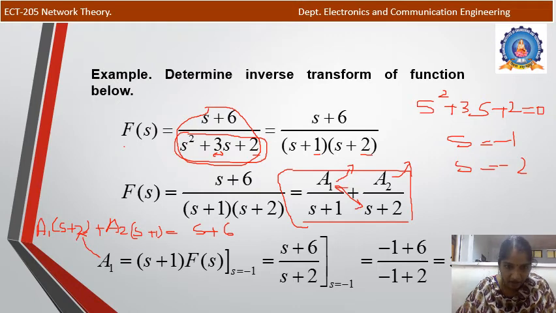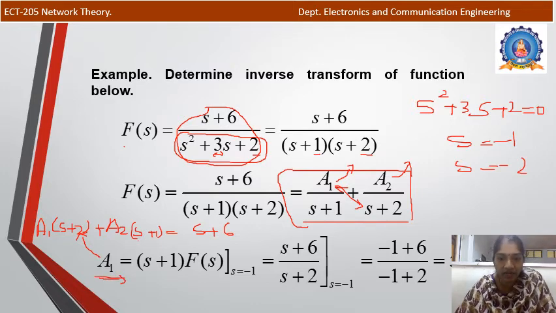From this, in order to find A1, we substitute s equal to minus 1. So we get the equation as s plus 6 divided by s plus 2. We substitute s equal to minus 1 here, and you will get the value as minus 1 plus 6 divided by minus 1 plus 2. So it will be 5.